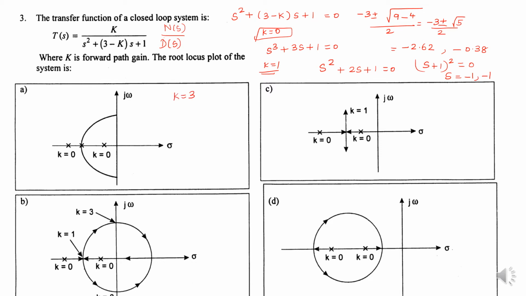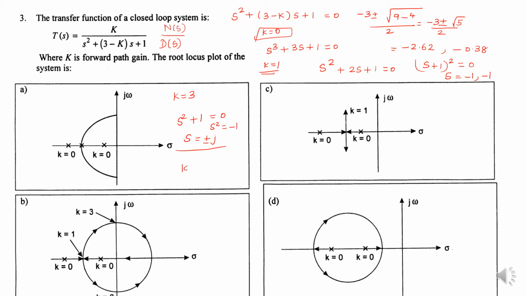And next I have to substitute k equal to 3. So when k is equal to 3, the characteristic equation becomes s square plus 0s plus 1 equal to 0. So s square equal to minus 1, and s value is plus or minus j.